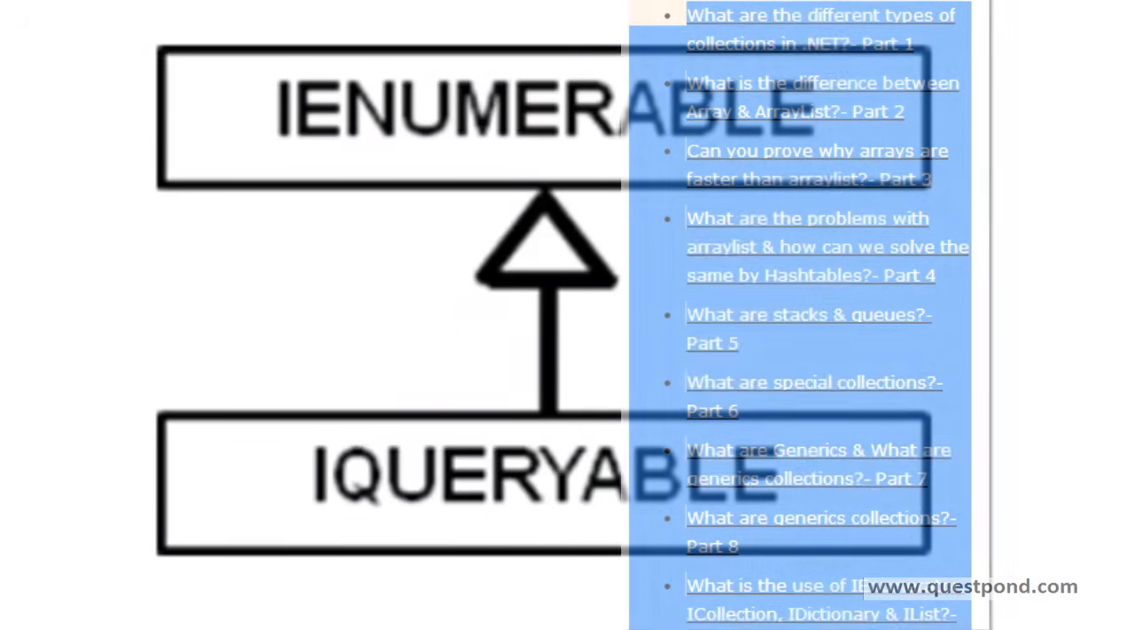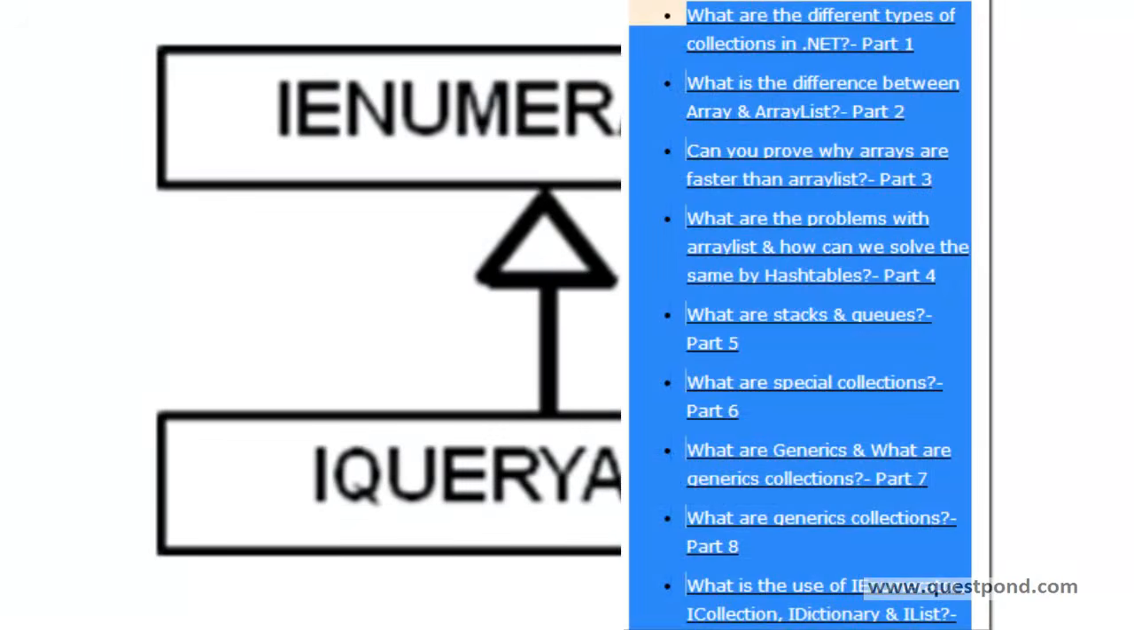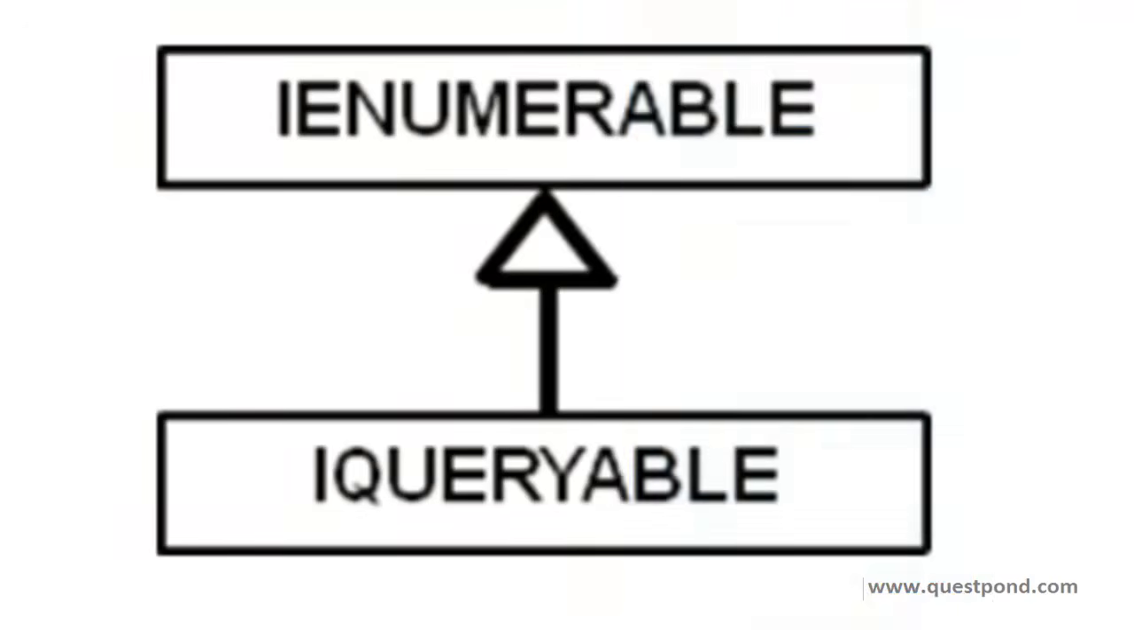In case you are new to .NET Collections, my suggestion is to go and watch the collections videos, where we have 5 to 6 videos. In one of the videos, we have already discussed the IEnumerable interface. So before you move ahead with this video, go and watch that video, where we have discussed IEnumerable. But in this video, we will concentrate on the differences between IEnumerable and IQueryable.